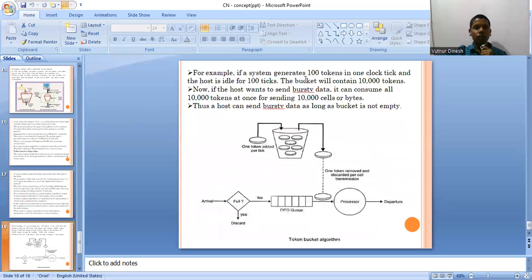For example, if a system generates 100 tokens in one clock tick and the host is idle for 100 ticks, the bucket will contain 10,000 tokens. Now, if the host wants to send bursty data, it can consume all 10,000 tokens at once for sending 10,000 cycles or bytes. Thus, a host can send bursty data as long as the bucket is not empty.